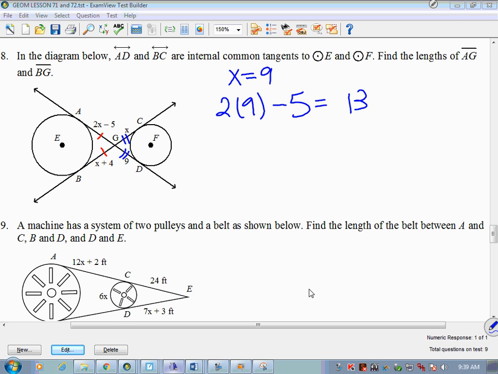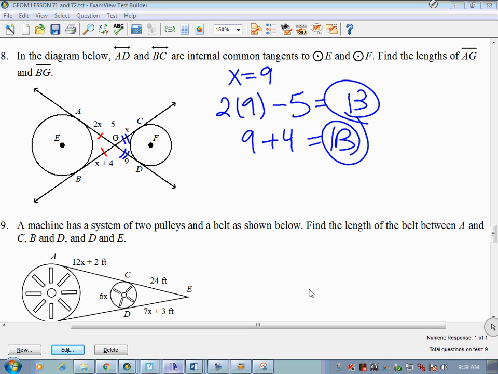Now, let's say we didn't have measurements for GC and GD. I could have said 2x minus 5 equals x plus 4, solved for x, plugged x back in, correct? So there's more than one way to do that. We just want to find the shortest way possible, and if we have a direct x to number answer, then we just plug it in, right? So 9 plus 4 is 13. Both equal 13.